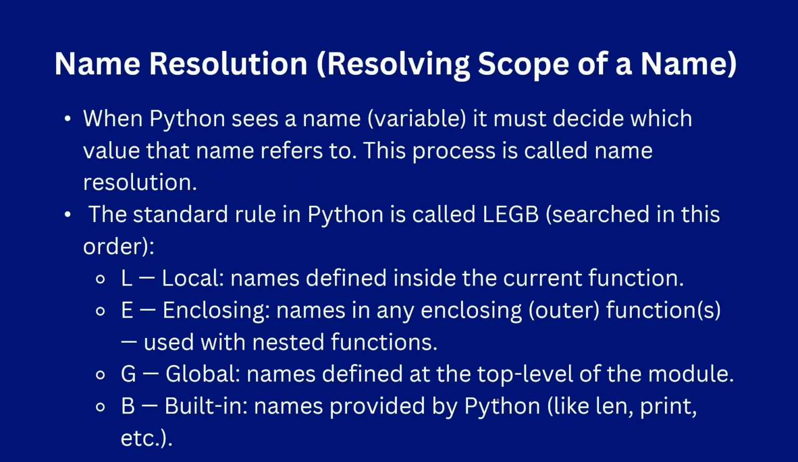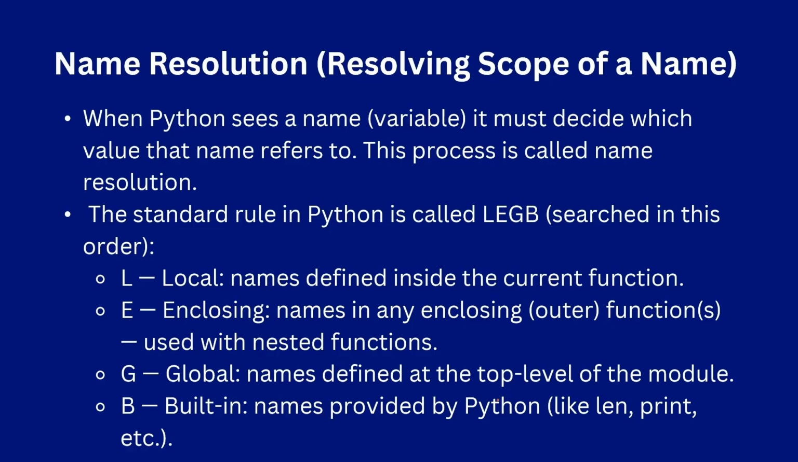Okay, so the next topic is name resolution, resolving the scope of a name. So what is name resolution? When Python sees a name like a variable, it must decide which value that name refers to. This process is called name resolution.